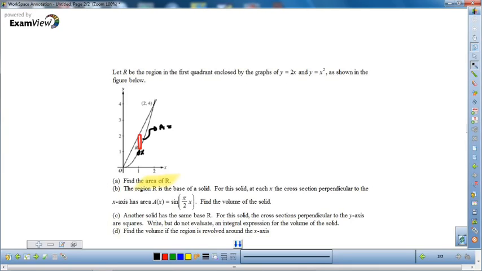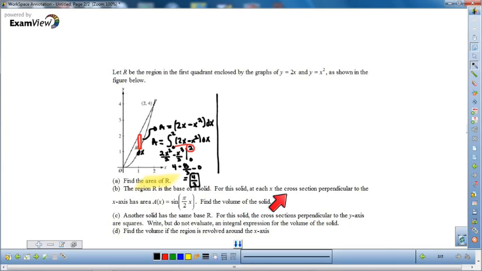Well, the width is the small change in x, and the length is going to be the top minus the bottom. The top curve being 2x and the bottom curve being the parabola x squared. So my area is going to be the integral from 0 to 2. Finding the antiderivative, I end up with 4/3.